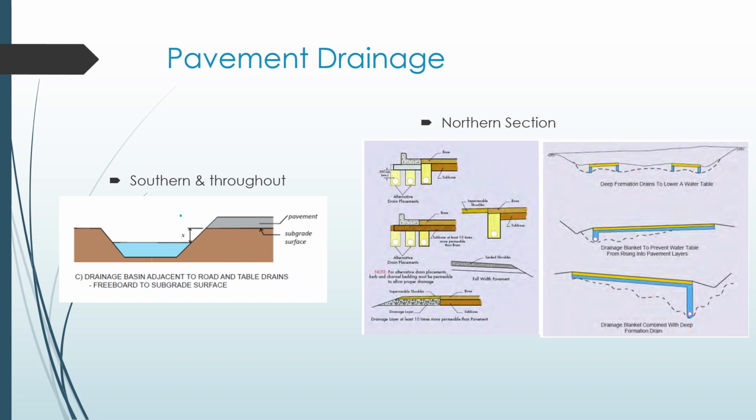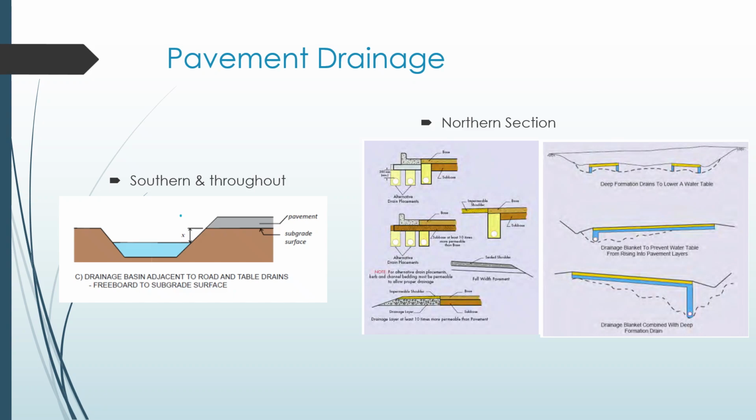Now for the northern section though, being a low-lying area where groundwater and or perched groundwater may be a concern, the addition of a longitudinal subsoil drain similar to what's shown in the diagrams there will be required to help ensure that no moisture is getting into the pavement and affecting the longevity of it.